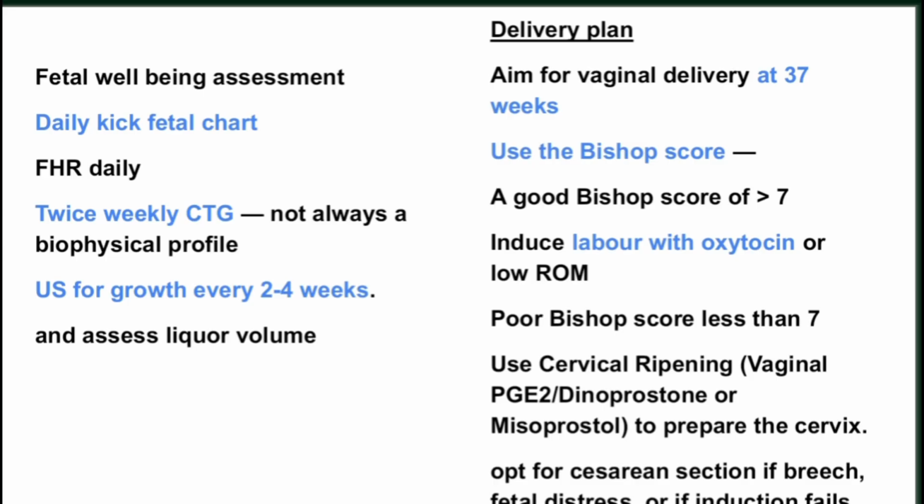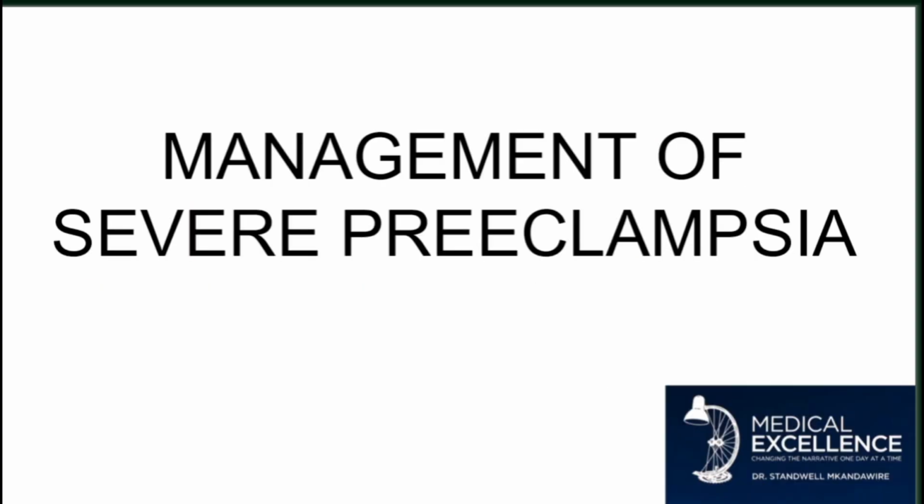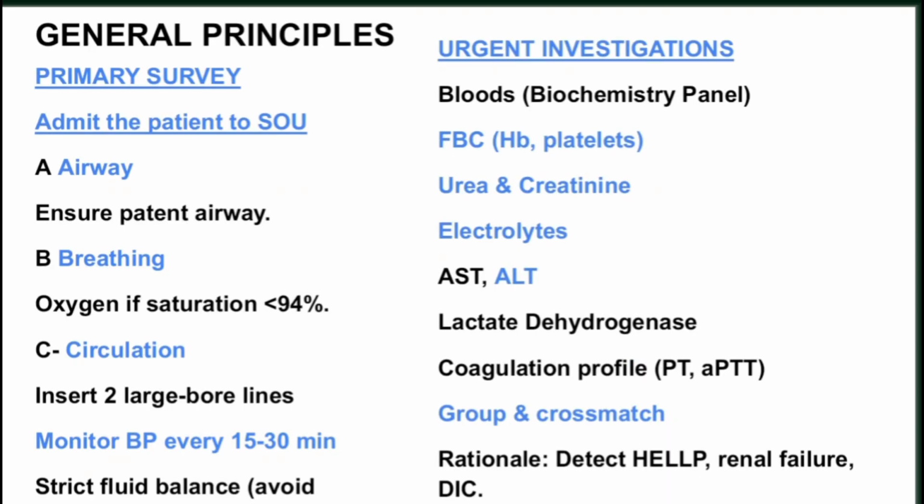So that ends our management of mild preeclampsia, and we're going to go to management of severe preeclampsia. Okay, so severe preeclampsia is quite intensive, and we're going to apply our same general principles. We're going to admit this patient to a high dependency unit, intensive care unit, or our special observation unit. We're going to do our airway, ensure the airway is patent. We're going to make sure that the patient is breathing, saturating above 94.